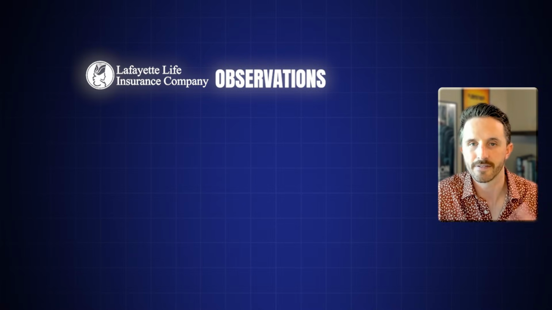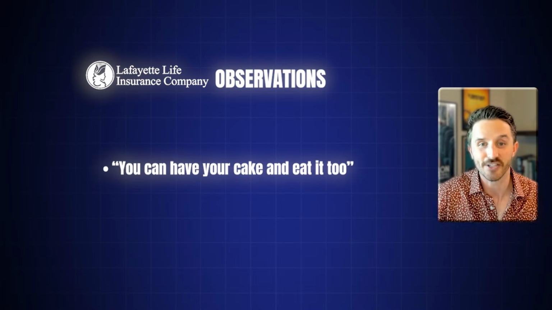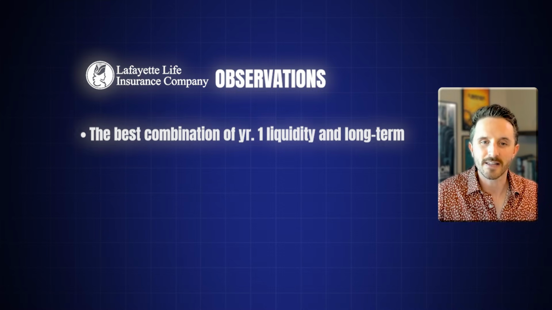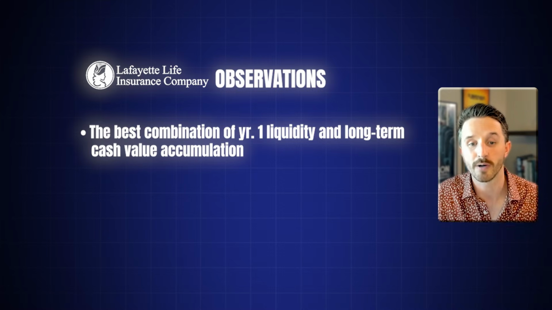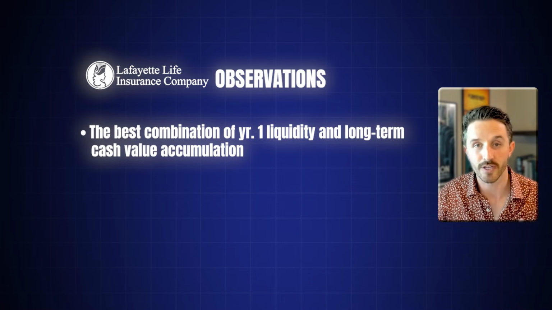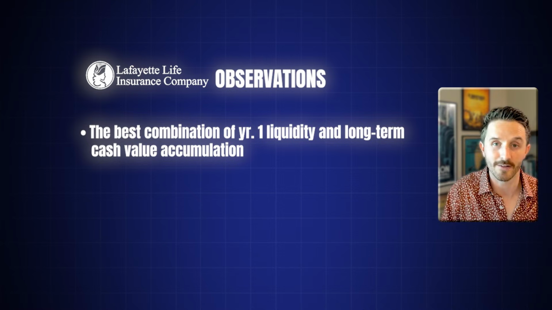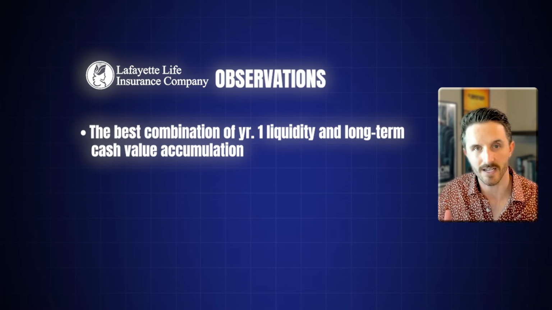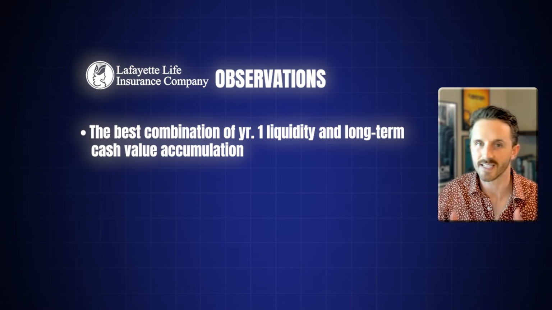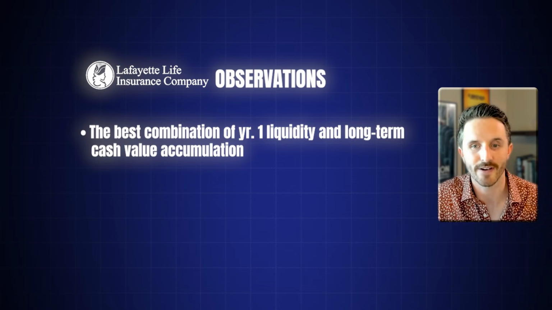Now, Lafayette Life, what are the observations here? I would call Lafayette Life the you-can-have-your-cake-and-eat-it-too carrier, right? I would say the best combination of year 1 liquidity and long-term cash value accumulation. And this is specific to if you have a lot of capital that you're looking to redeploy. If you have that large amount of liquid capital and you can put it in the first year and follow it up very consistently year 2 onwards at least 20% of year 1, then it's the best combination of year 1 liquidity and long-term cash value accumulation.